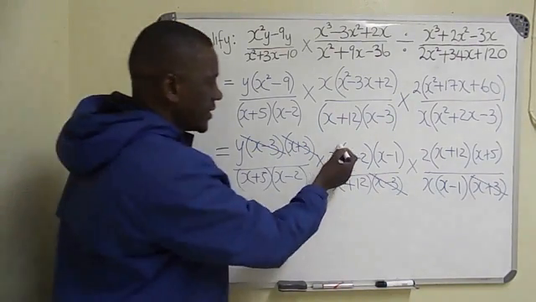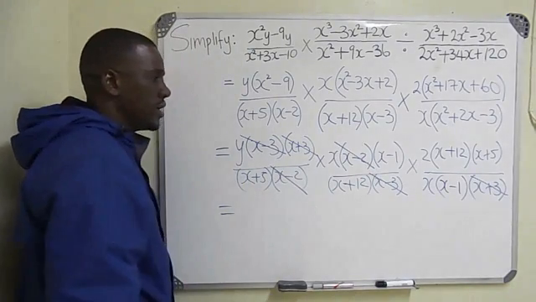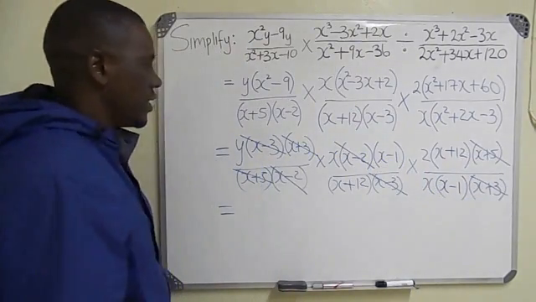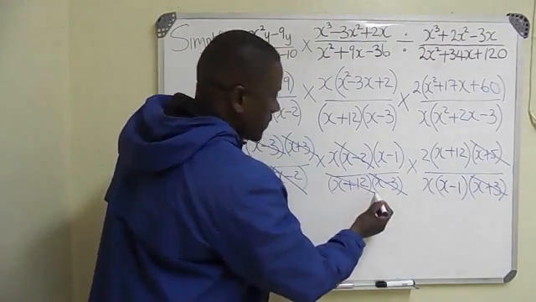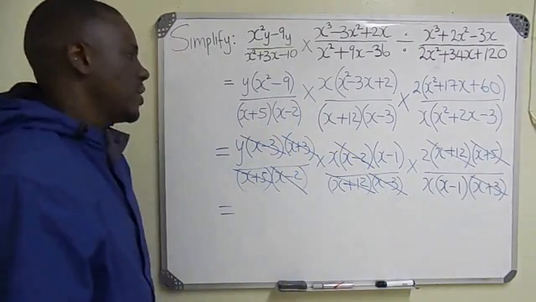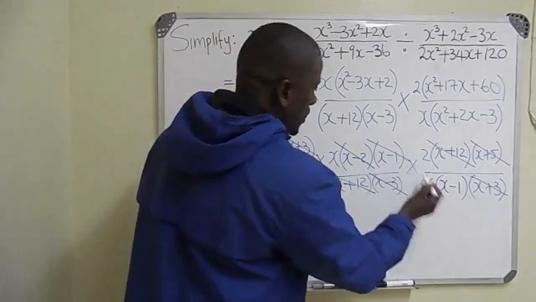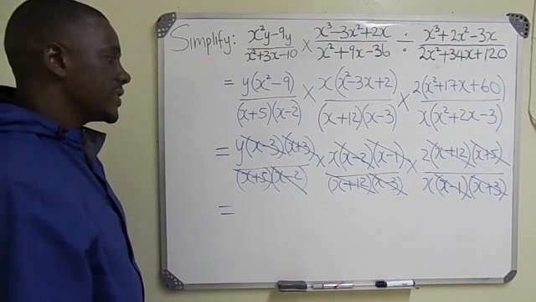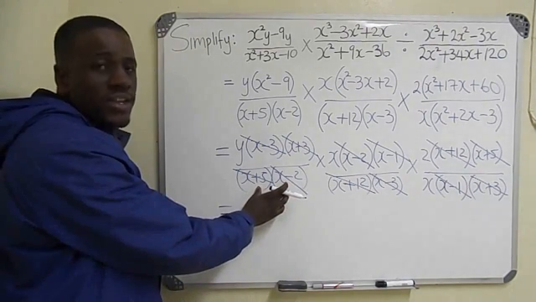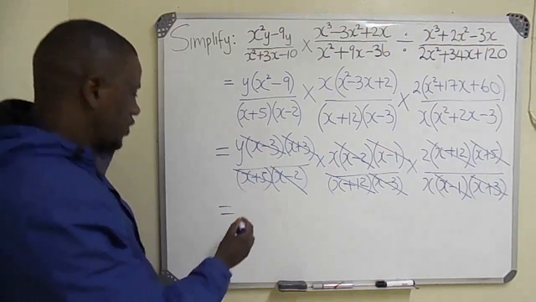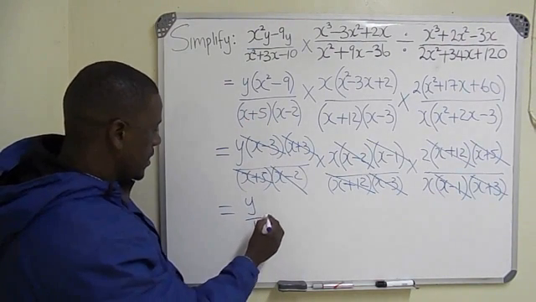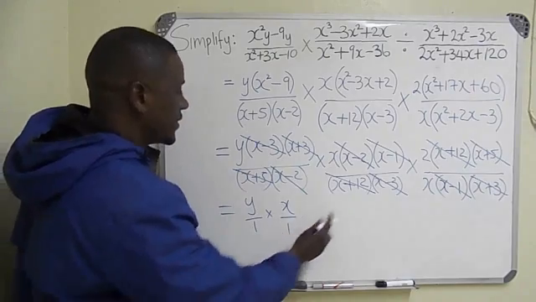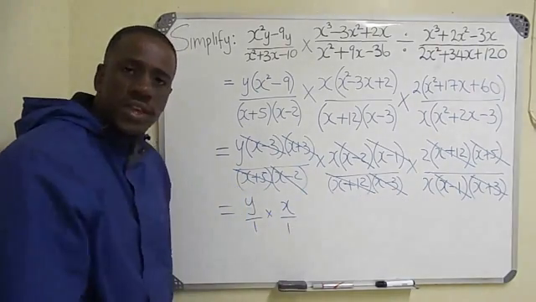We have a negative 2 here. We have negative 2 here. We have positive 5 and this bracket with positive 5. We have a bracket with 12, that one with 12. We have a bracket with x minus 1, that one is x minus 1. Now we check things that we have not cancelled. When we cancel all these brackets, it means we are left with 1. So it's going to be y over 1 multiplied by, what is it that is left here? It's x over 1. Since we cancelled all the brackets, we are left with 1.